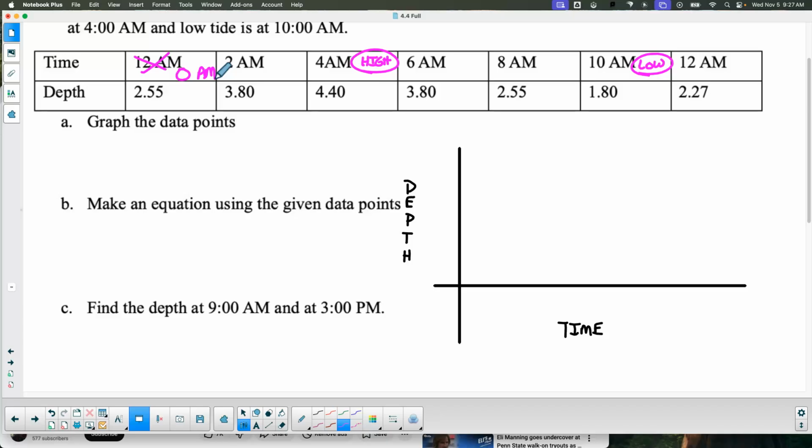So our depth then would be 1 meter, 2 meters, 3 meters, 4 meters, 5 meters. 2 a.m., 4 a.m., 6 a.m., 8 a.m., 10 a.m., noon, 2 p.m., 4 p.m.